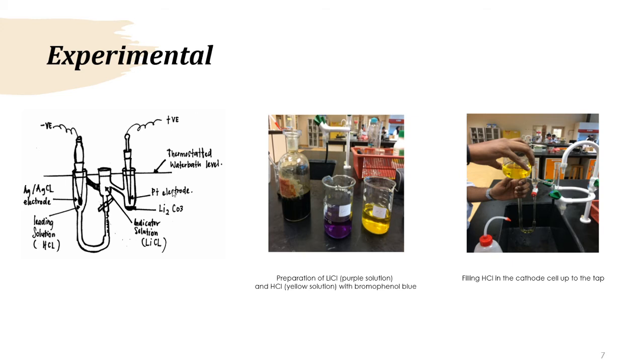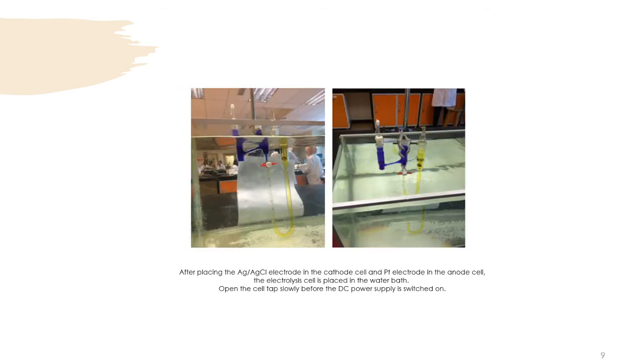So these are some pictures that I could get hold of, of the preparation of the two solutions in bromophenol blue, and filling one side of the cell, the cathode cell, with HCl, and then here filling the anode cell with lithium chloride and adding lithium carbonate to the anode cell to suppress the formation of H+.